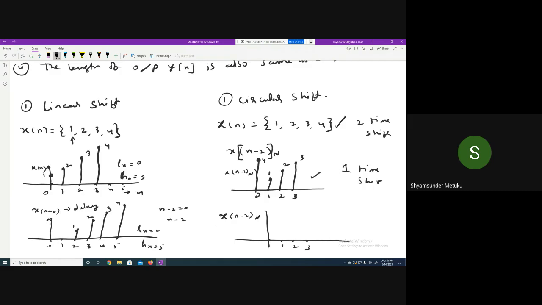So 0 point will come at 1. Yes or no? This 1 will come here. This 2 will come here. What about 3? At 0. Very good. Now if you rewrite the sequence x of n minus 2 within the square brackets of capital N, how can I write? 3, 4, 1, 2. Can I write this way or not? Tell me. Yes, sir. Okay.